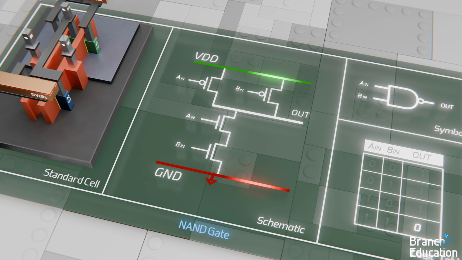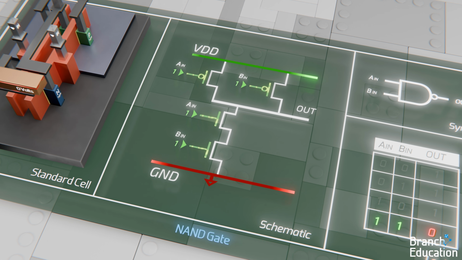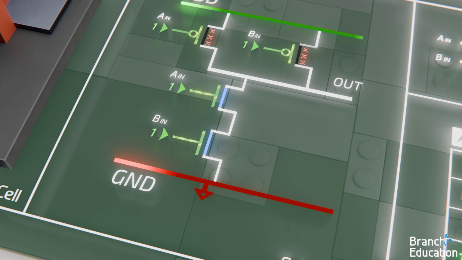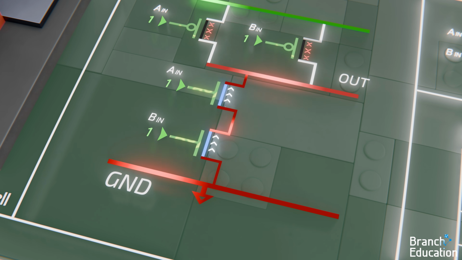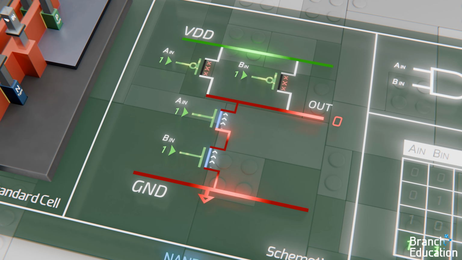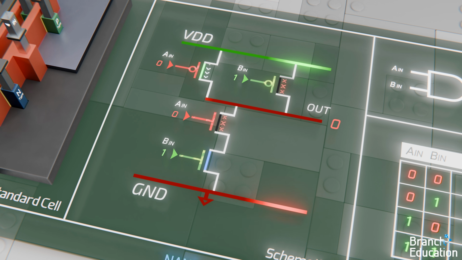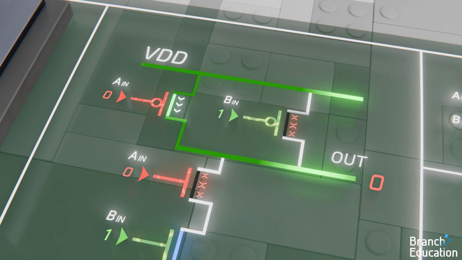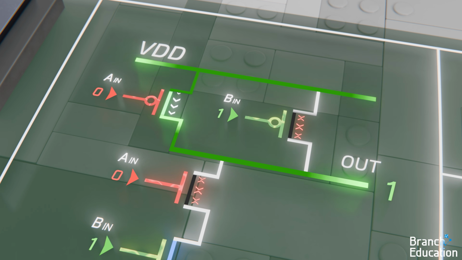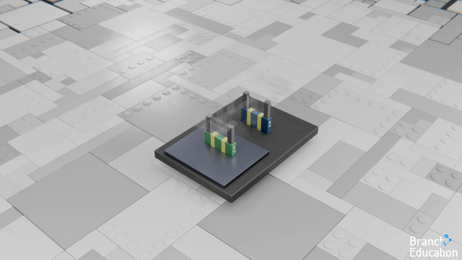In order for the output to be a 0, both of the inputs need to be 1s, thus turning both n-types on and creating a path from the ground rail to the output. For the output to be a 1, we need either or both of the p-type transistors to be on, thus creating a path from the 1-volt power rail to the output. Let's see how we turn this logic into a physical standard cell.